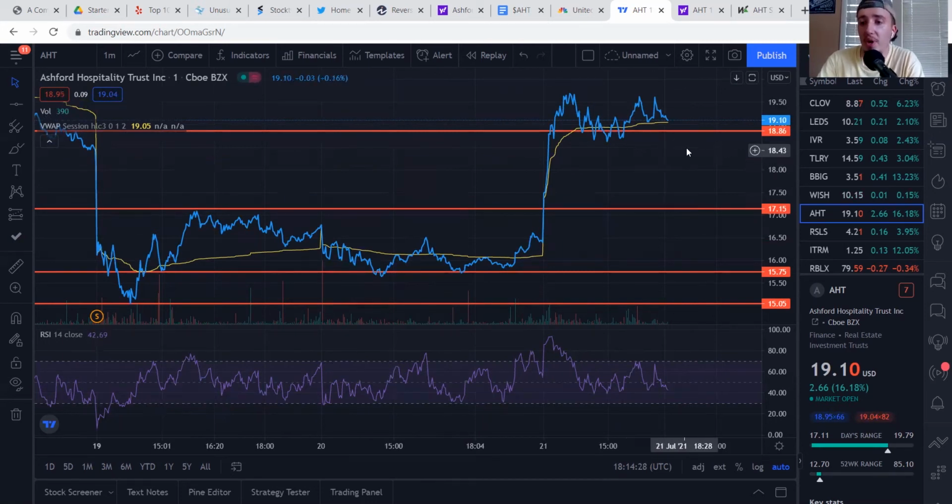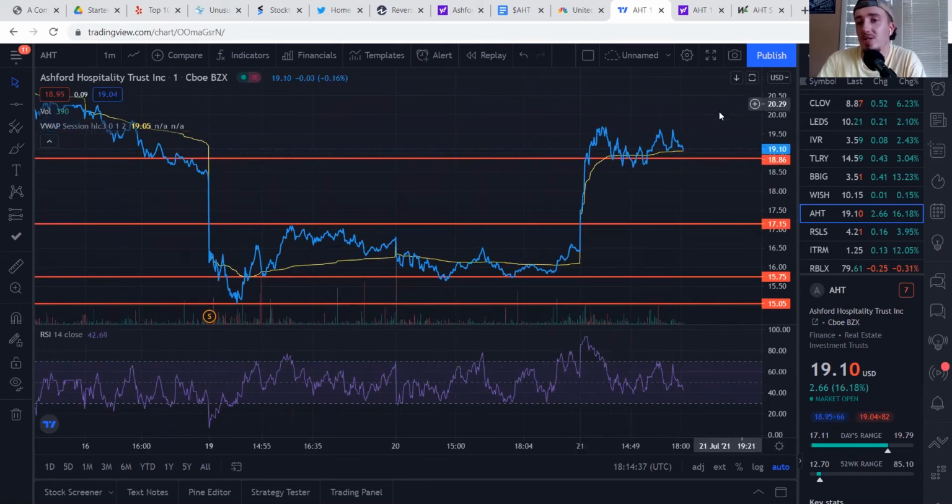We could see a little bit of a dip just based off the fact that we are up heavy today. But also, I think buyers can realize that even at these levels, AHT is very undervalued and still has a lot more room to go.